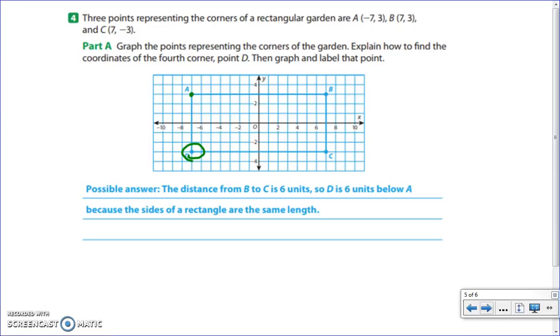Sorry, C or A. So it looks like the book says the distance from B to C is 6, so D is 6 below A. So yeah, it looks like they found the distance here and said, okay, if that's 6, then this distance must be 6. So D must be located at the point -7, -3. That's just another thing we know about rectangles is the opposite sides must be congruent or equal. There are 2 pairs of opposite sides and they must be equal. So D was down there in the third quadrant at the coordinate -7, -3.